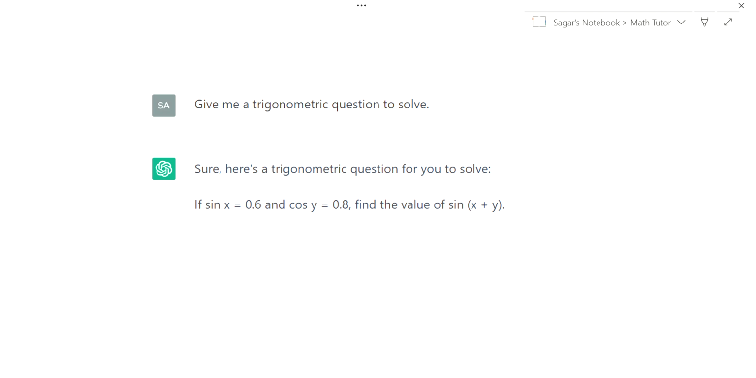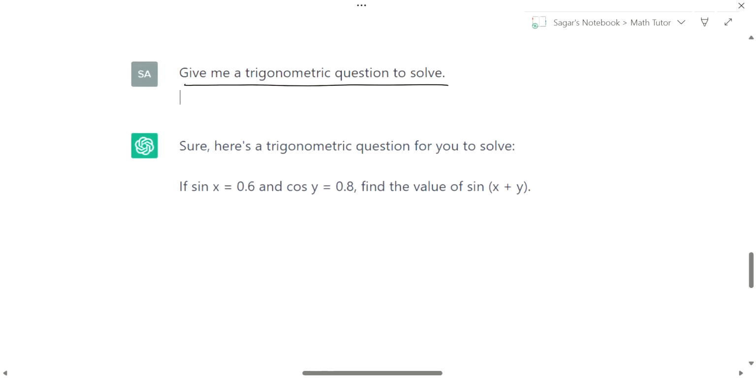Today we will be working through a question from ChatGPT. I typed in, give me a trigonometric question to solve. Now I've got plenty of problems to solve, but this is for your purposes. They want us to find, or rather ChatGPT wants us to find the value of sin(x + y), given that sin x is 0.6 and cos y is 0.8.